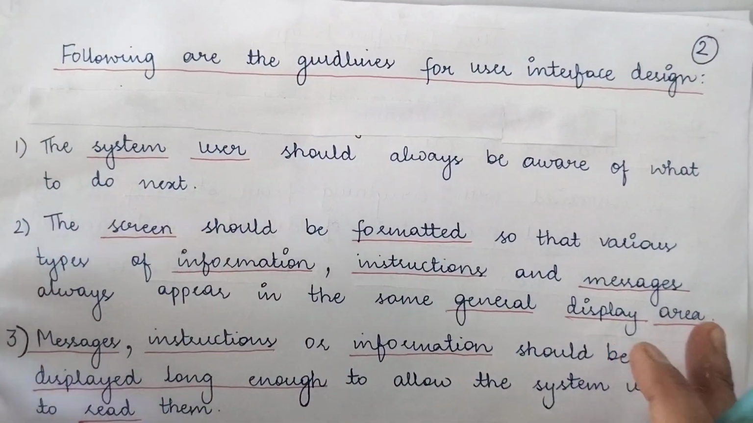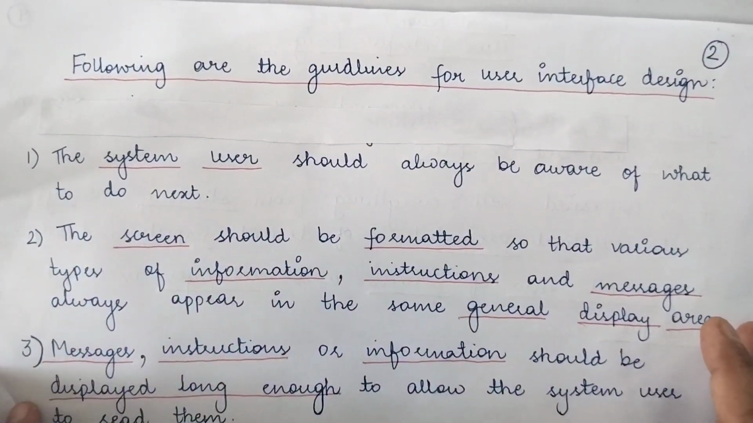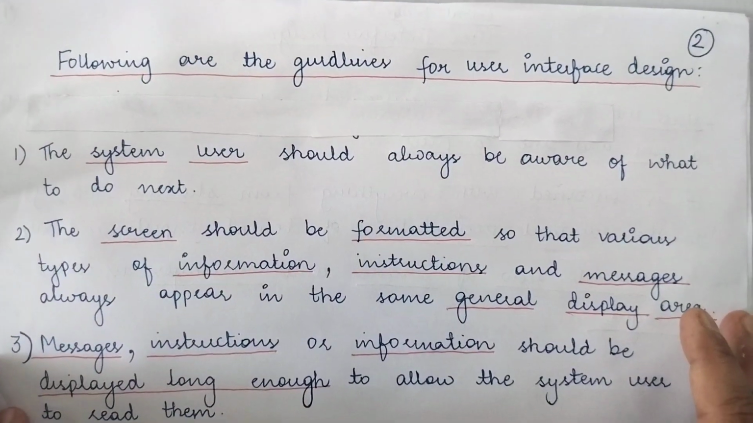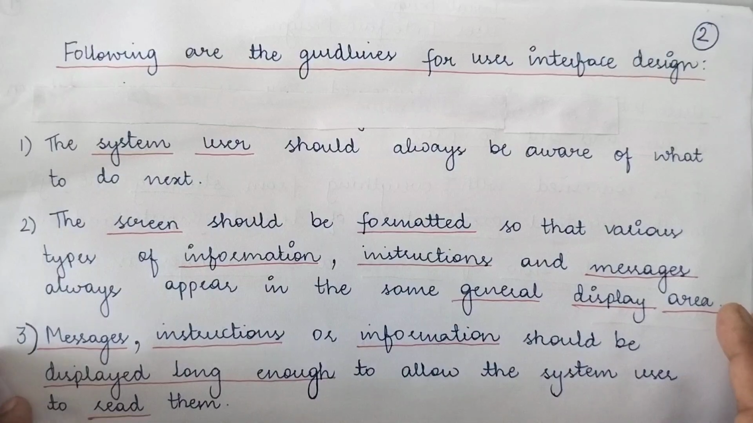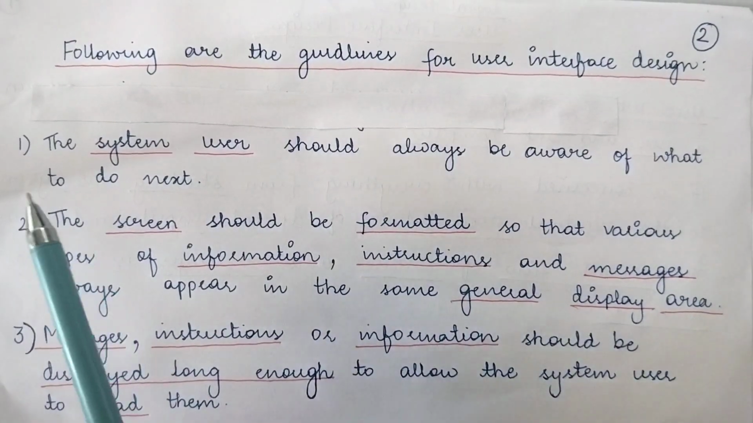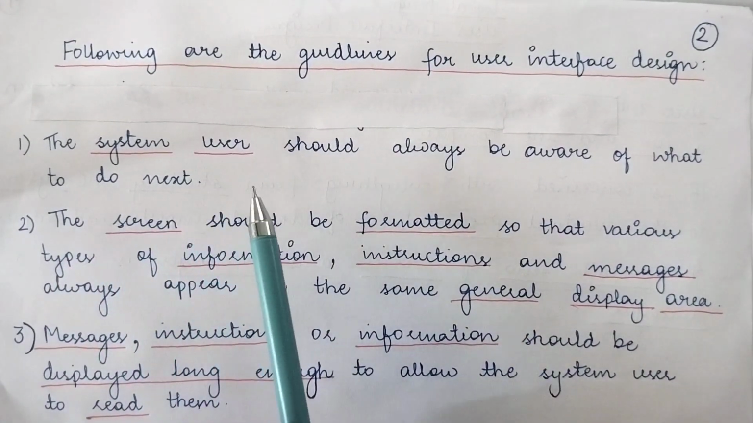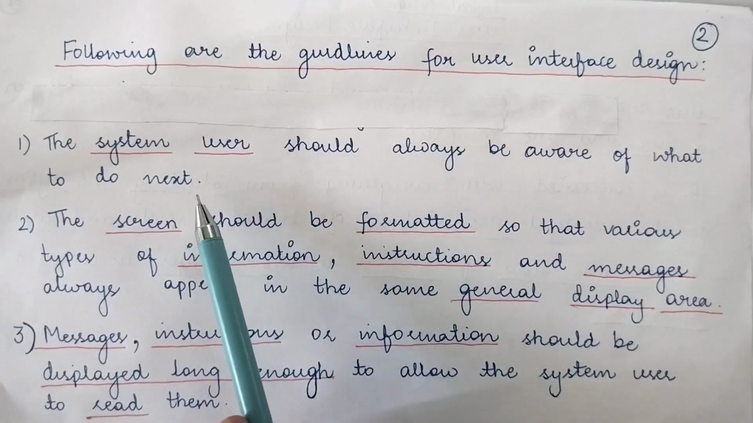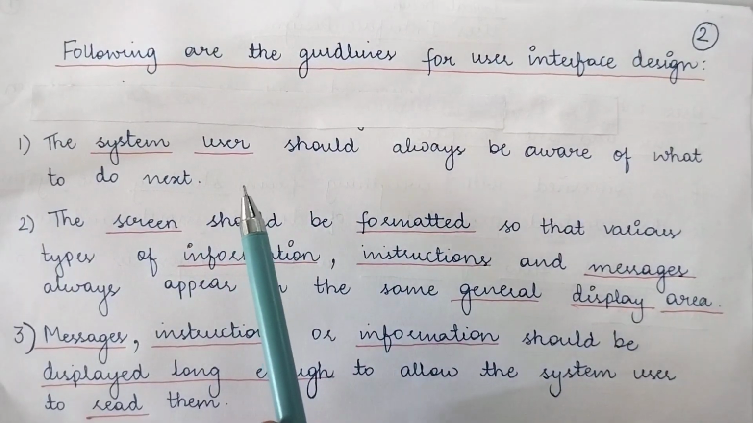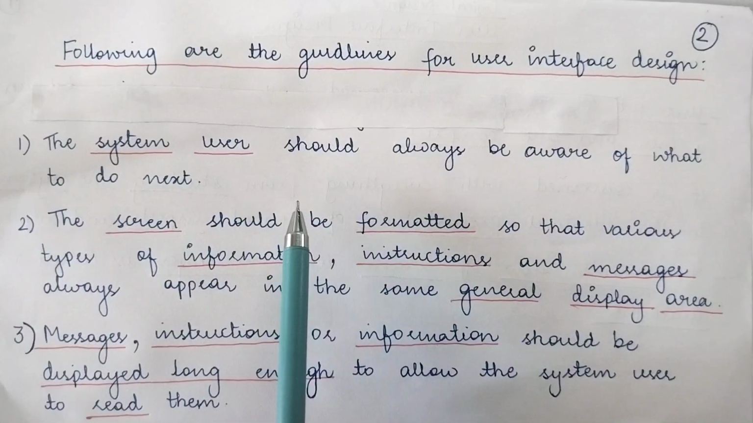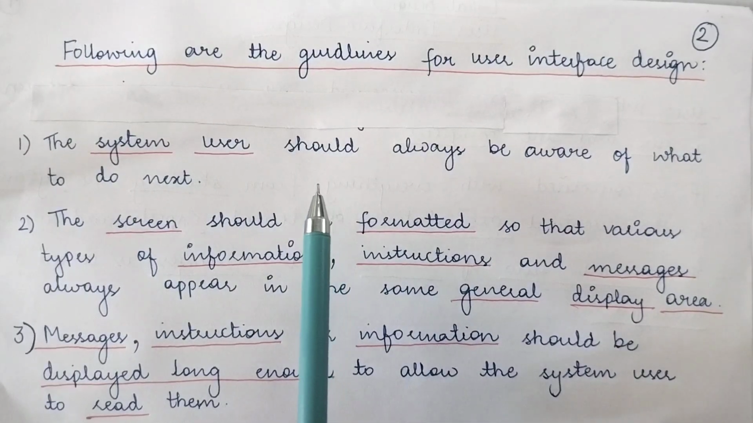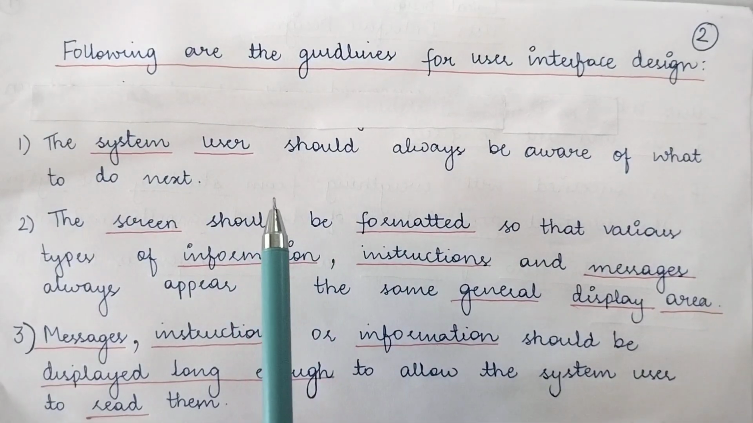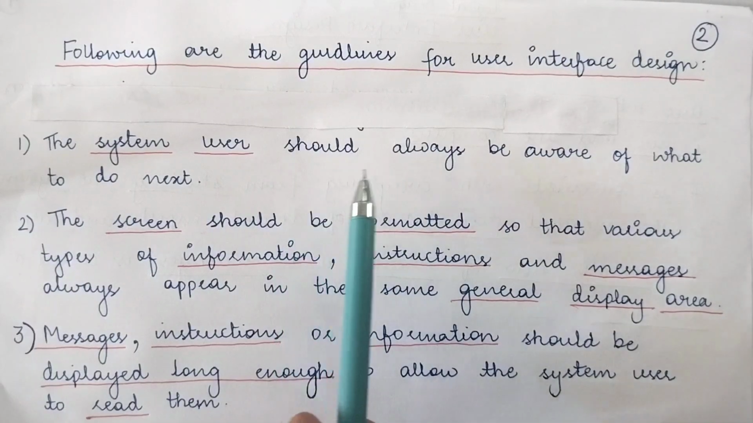Now there are some guidelines that must be followed for user interface design. That is, there are certain points that you must keep in mind while designing it. What are these guidelines? The first guideline says the system user should always be aware of what to do next. So the interface should be designed in such a manner that the user knows what has to be done next. He shouldn't be clueless regarding what should be done next. Things should be very clear and unambiguous, so that he has a clear picture of what has to be done next.